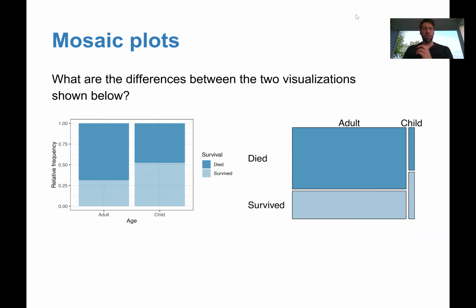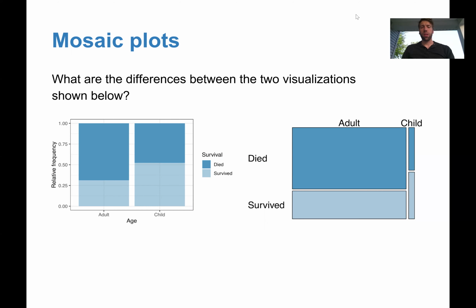So here we have something to do with the disease, and we're looking at the survival of it. And so we're looking at relative frequency, adult versus child, adult versus child. So think about it. What are some differences of the two visualizations below?